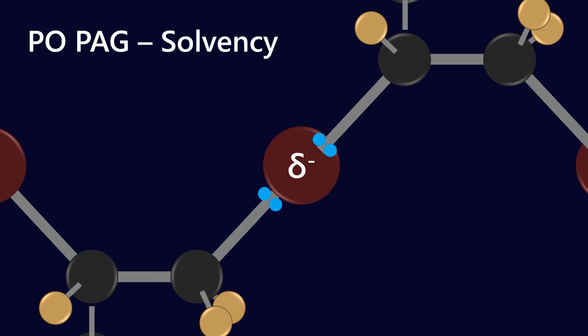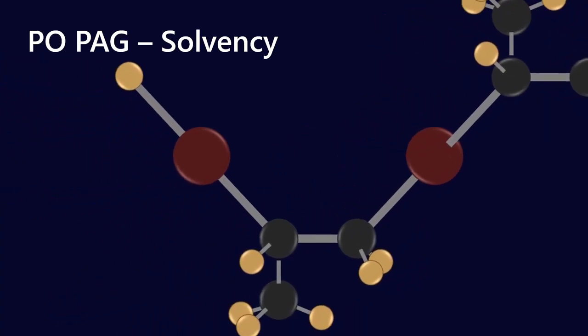Because if you remember, deposits are byproducts of the oxidation process, they are almost always polar molecules. So as this PO PAG oxidizes, it is going to be able to absorb those oxidation byproducts. They won't fall out of solution and they won't form deposits.